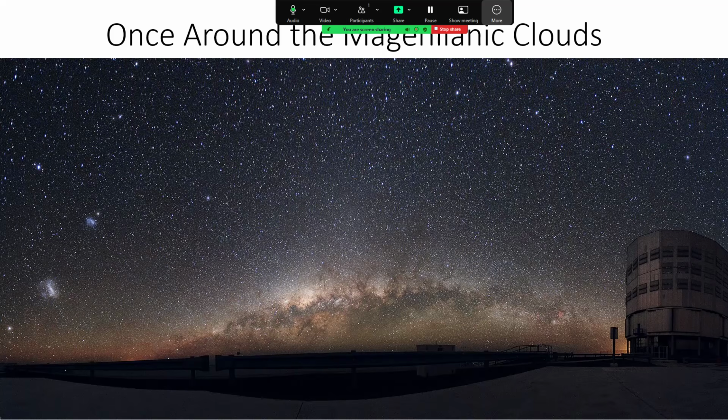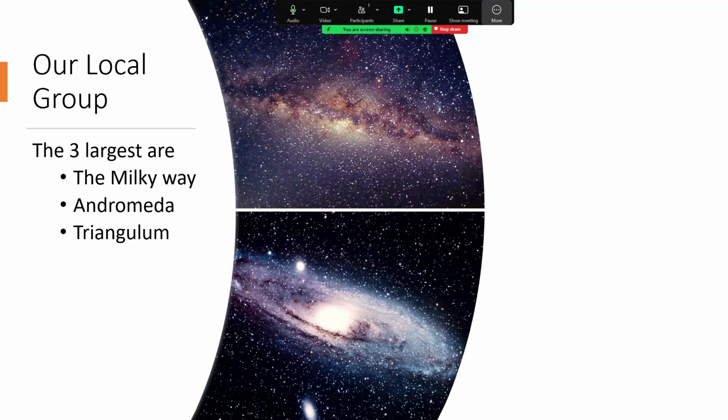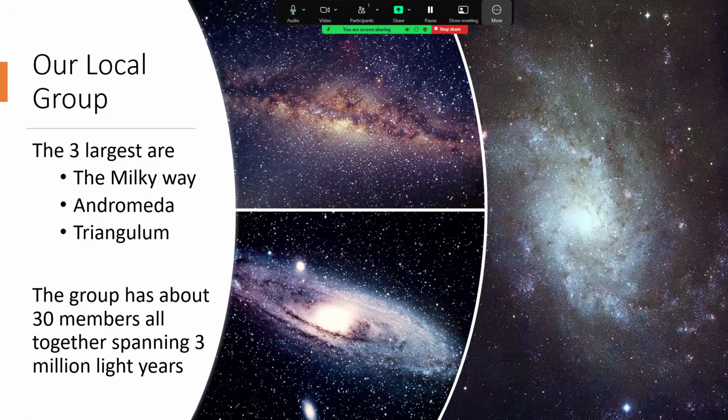But over to the left-hand side, there are two fuzzy patches in the sky, and these are the large and small Magellanic Clouds. Now, these are members of our local group of galaxies. Our local group comprises the Andromeda Galaxy, shown at the bottom, the Milky Way at the top, and the Triangulum Galaxy at the right there, the smaller member of the three. And there are about 30 members altogether, covering a zone that's about 3 million light years in diameter.